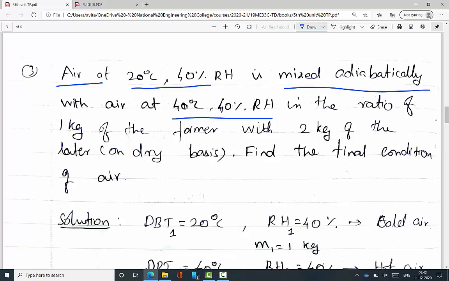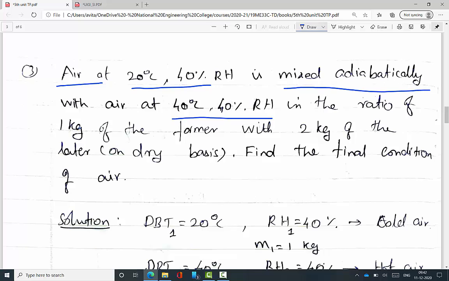The latter is the secondary air; the first one is primary. I denote the first one as primary air and the second one as secondary air. The primary air is 20 degrees Celsius and 40% relative humidity, and the secondary air is 40 degrees Celsius and 40% relative humidity. The mass of the primary air is 1 kg and the mass of the secondary air is 2 kg. Find the final condition of air after mixing.